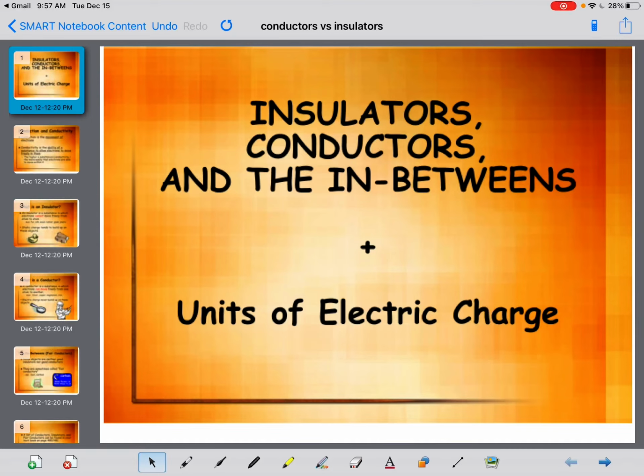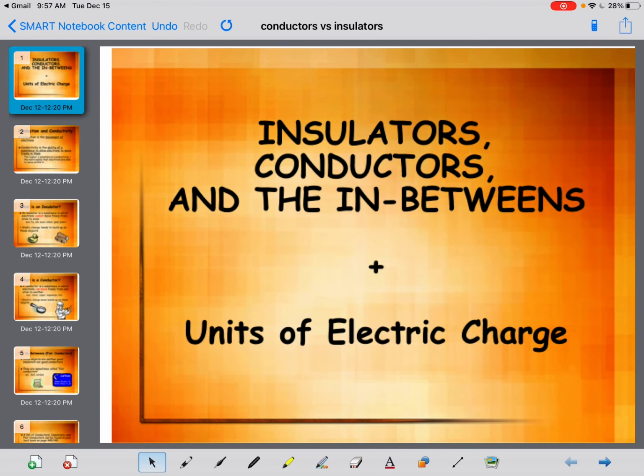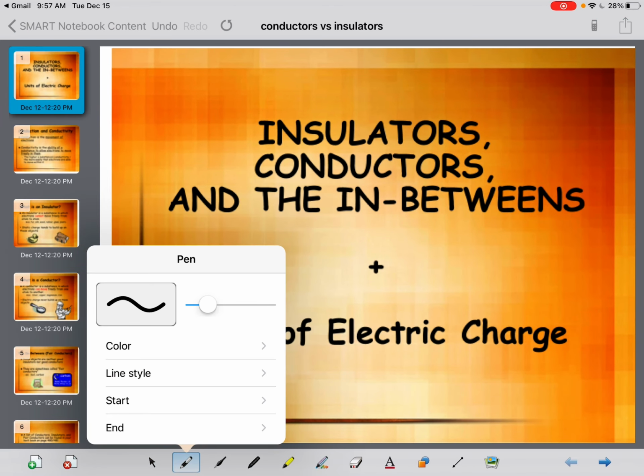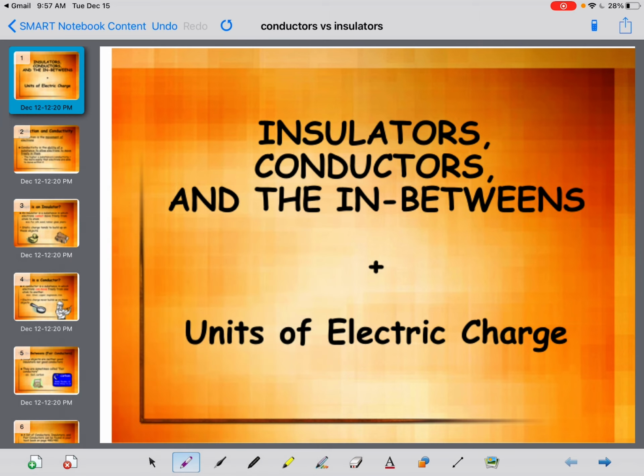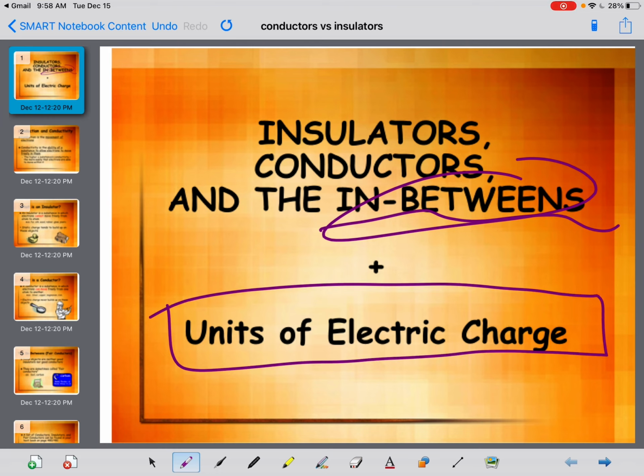All right, so for this lesson, we're going to look at conductors and insulators, and the in-betweens. The in-betweens are also sometimes known as semiconductors, meaning it's not really a full conductor or a full insulator, but we'll get to that. We're also going to add a small section looking at units of electric charge.